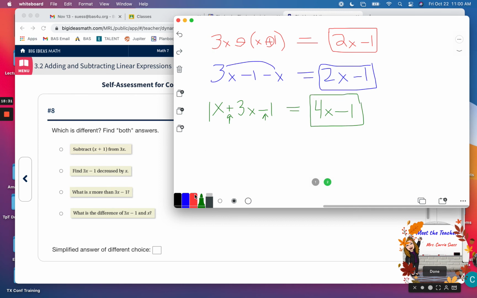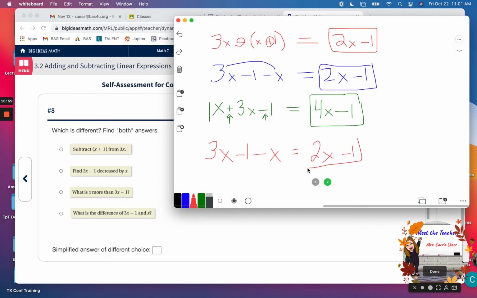Okay, and then my last one. What is the difference of 3x minus 1 and x? So which one do I write first? 3x. This goes first. Minus x. So 3x minus x is 2x, and then negative 1 goes on the end.